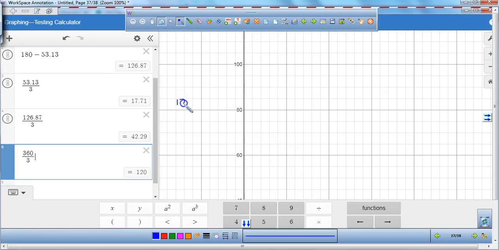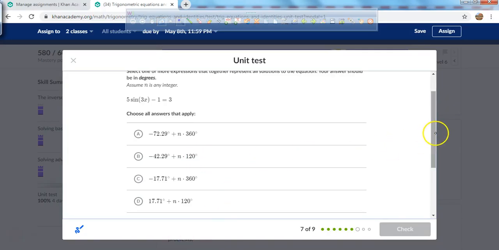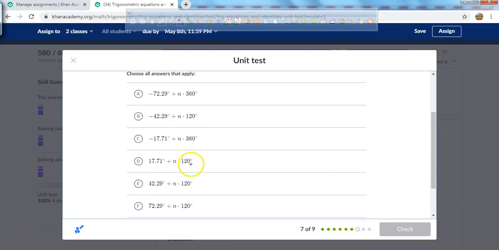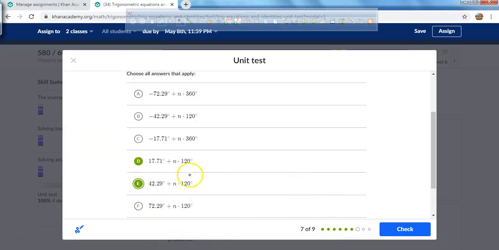It's going to be 17.71 plus 120 times n and 42.29 plus 120 times n. Those are the 2 answers that I'm going to be looking for in this particular problem. All right? So 17.71 plus 120 times n, right? There's that one. And then 42.29 plus 120 times n. Those are my 2 answers.